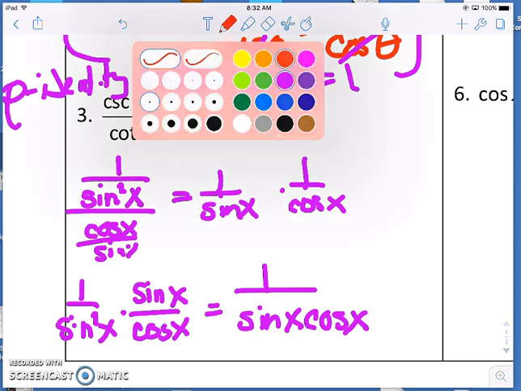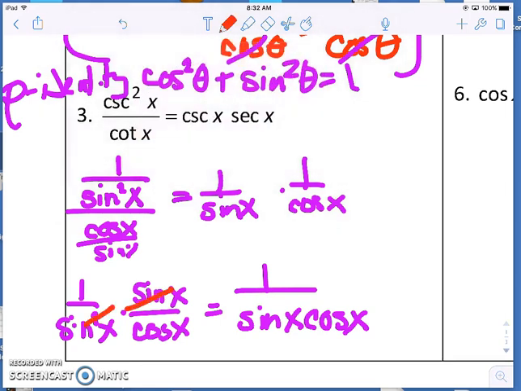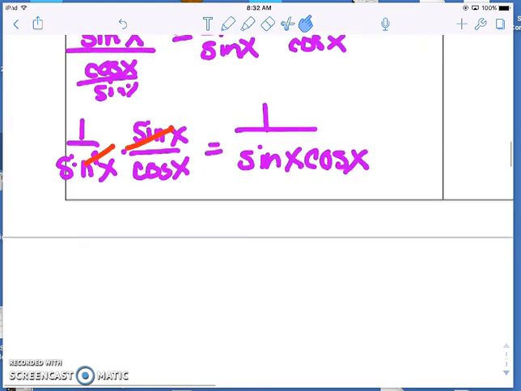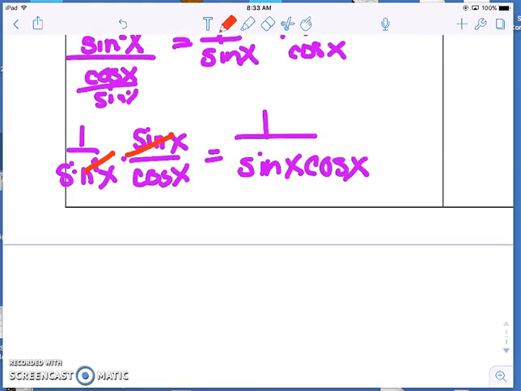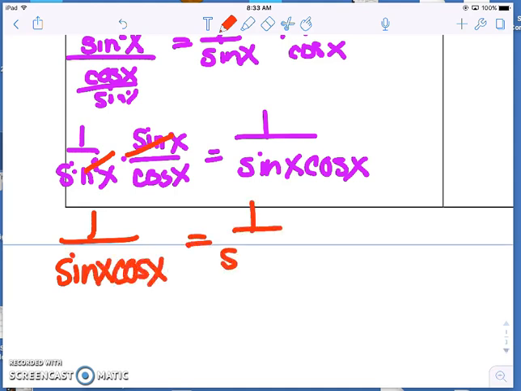Well, what simplifies here? Let's see, we got a squared, so that's gone. So this one is left with 1 over sine of x cosine x equals 1 over sine x cosine x.